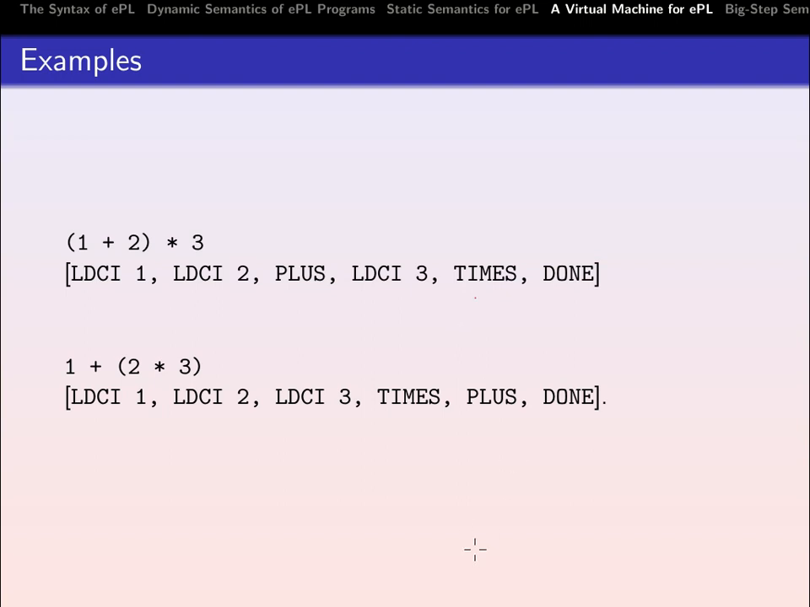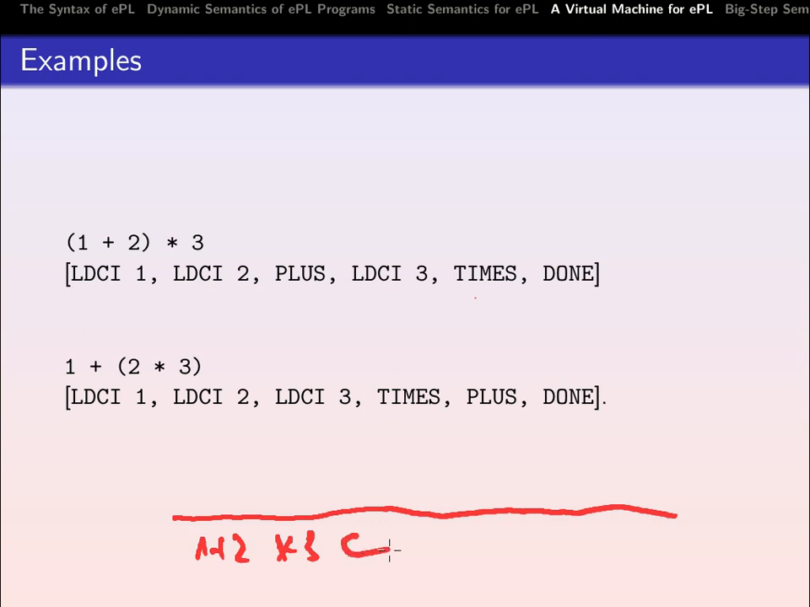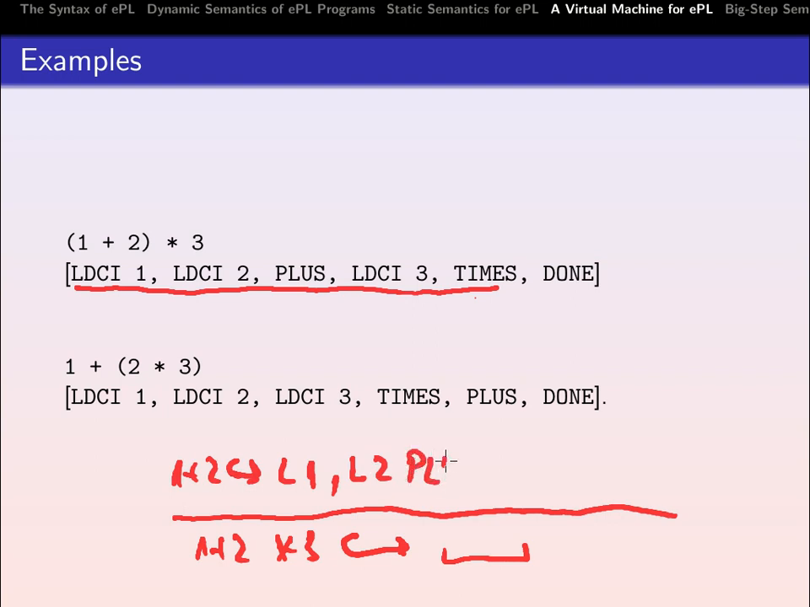Let's make sure we understand that, right? So I'm going to start bottom up, though normally I should start top down, but it's just easier to write. So we're maintaining that 1 plus 2 times 3 curly compiles to this thing. I'm not going to write it because it's too much of it, so I'm just going to say this here. Why is this? Because 1 plus 2 curly compiles to LDCI 1, LDCI 2, and plus.